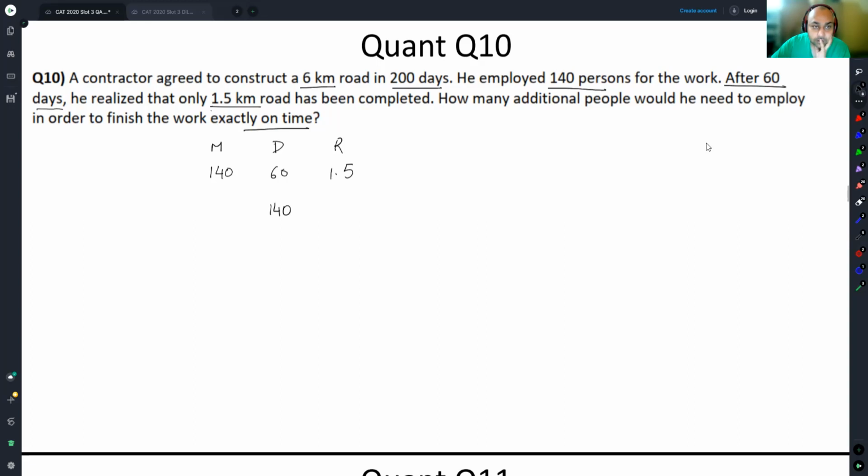How much road is to be made? 1.5 is done. So 4.5 road is to be made. How many men will it be? Days have increased. Will we need more workers or less workers? Less workers. Road length has increased. Will we need more workers or less workers? More.